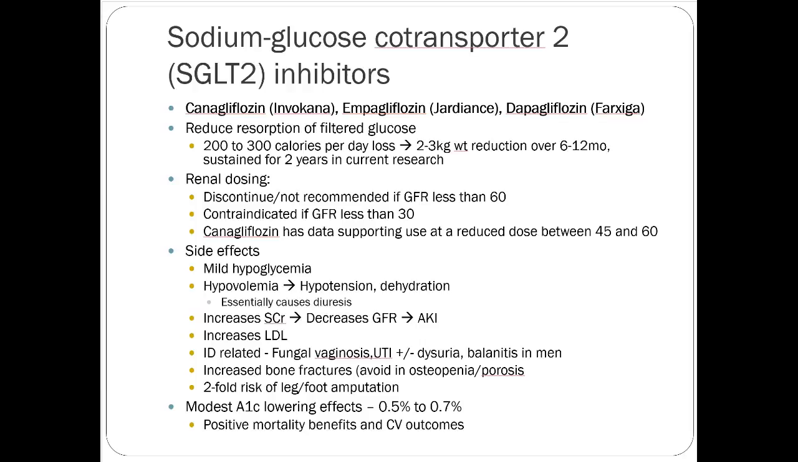A1C lowering effects are kind of modest. They fall into line with the rest of what we're talking about as far as the newer agents. So definitely an option, but just keep in mind some of those things. Again, a young, healthy patient with good kidneys, this should potentially be a good choice. However, not for an older patient with bad kidneys. Now, these are new. I didn't put it on the slide, but they are expensive too, so remember that. They're all brand name only.